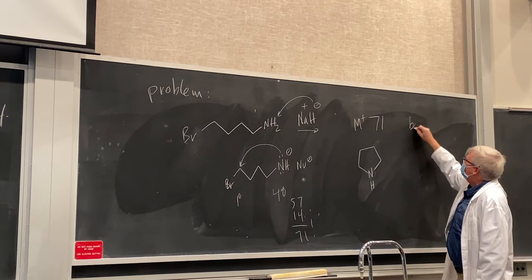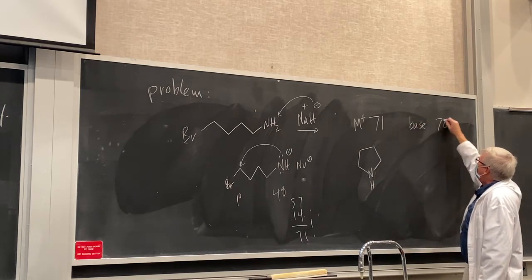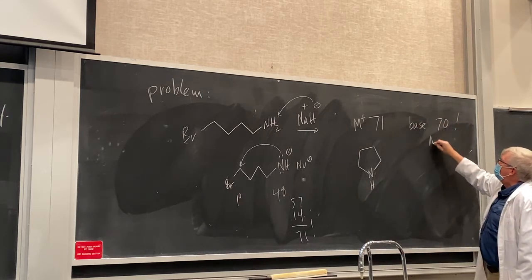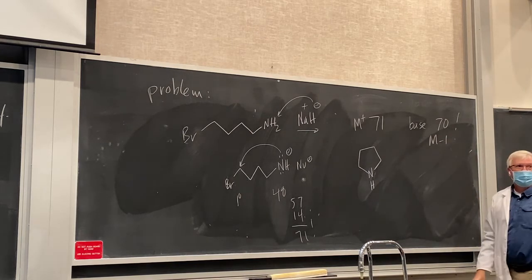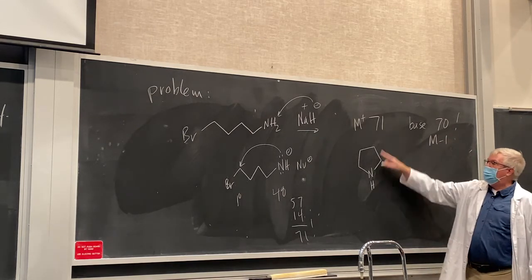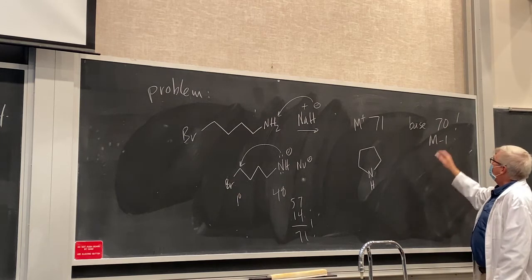The base peak, let me say something about that maybe, is 70, which is M minus 1. Okay. This is the molecular mass. It's odd, the 1 nitrogen. What would be this 70?